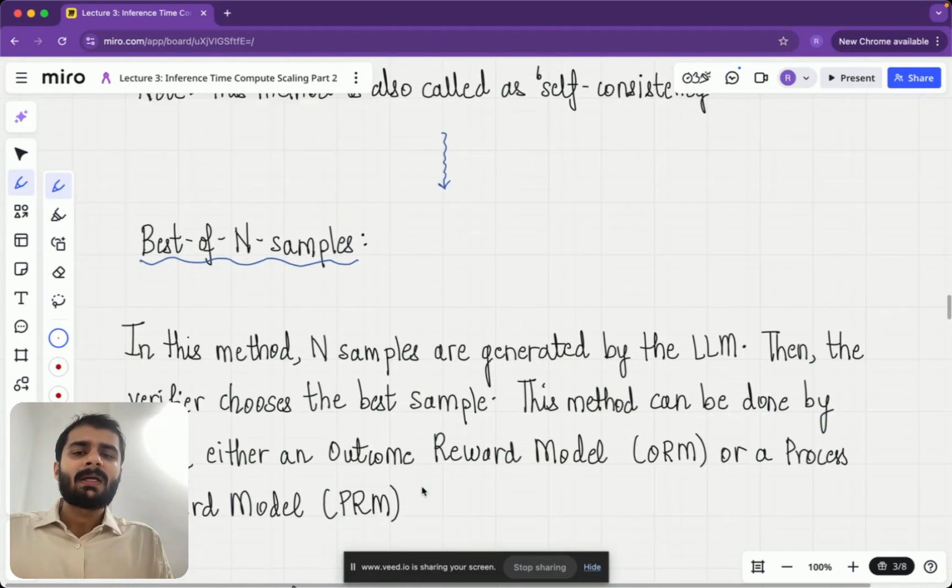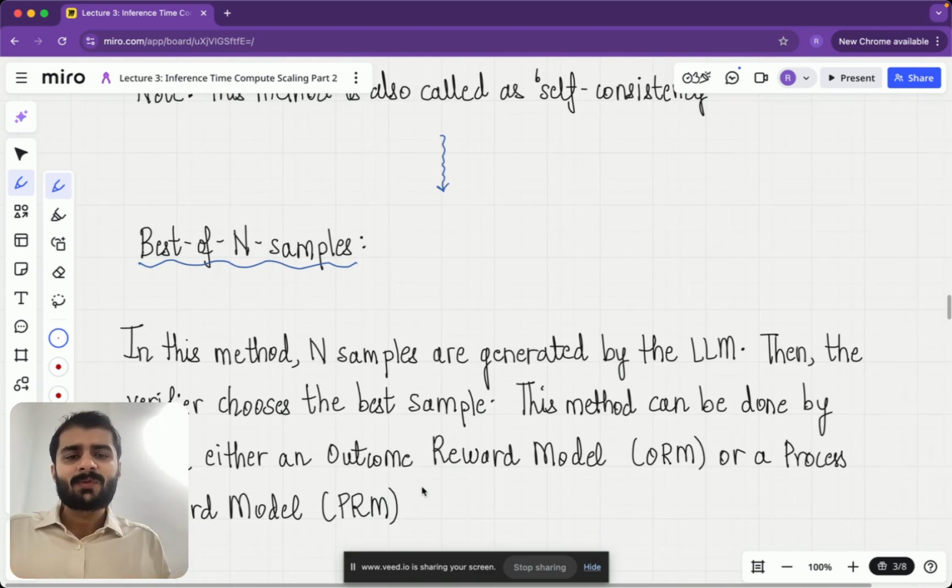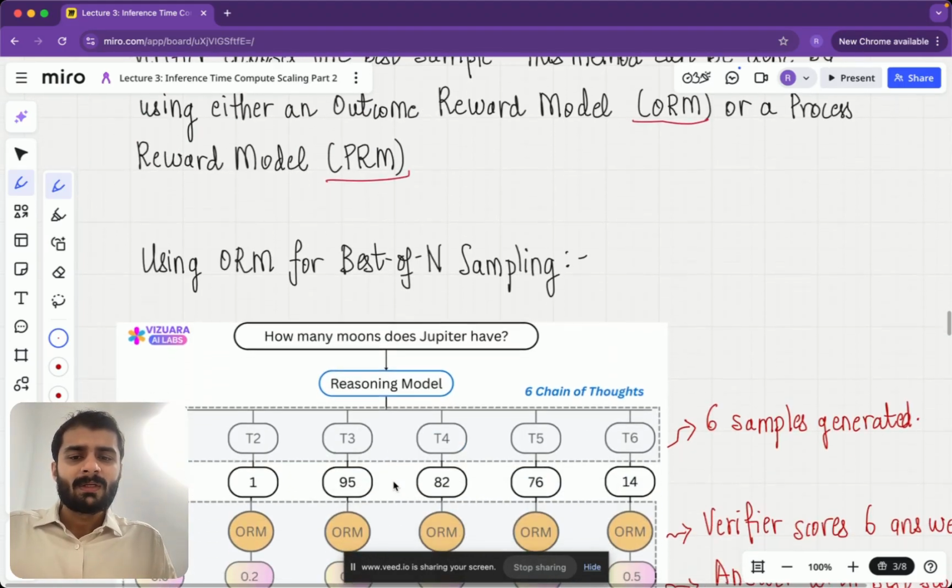So here again, what happens is that there are n samples which are generated by the LLM, but the difference from the previous method is that you apply a verification layer here. You don't directly choose the majority, but you apply a verification layer, and then you choose the answer which the verifier is giving the maximum score to. And this can either be done by an output reward model or a process reward model. So let us look at both these examples now at the bottom.